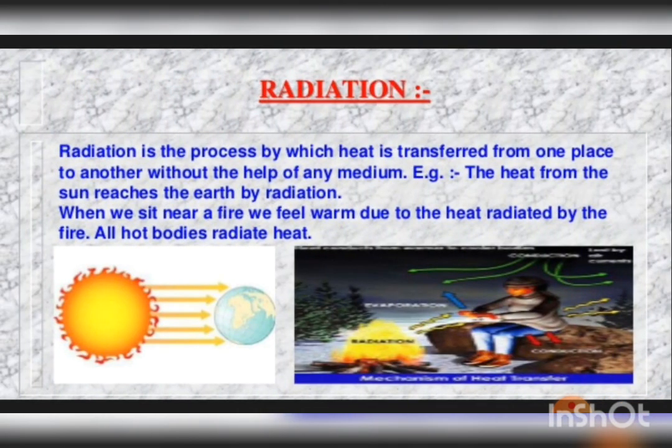Now radiation is the process by which heat is transferred from one place to another without the help of any medium. For example, the heat from the sun reaches the earth by radiation. In the first two examples, conduction and convection, there is a medium. In conduction, the medium is the material which you take, for example iron or copper. In convection, the medium is air and gases. Here there is no medium, heat is directly transferred, for example from the sun, through radiation.